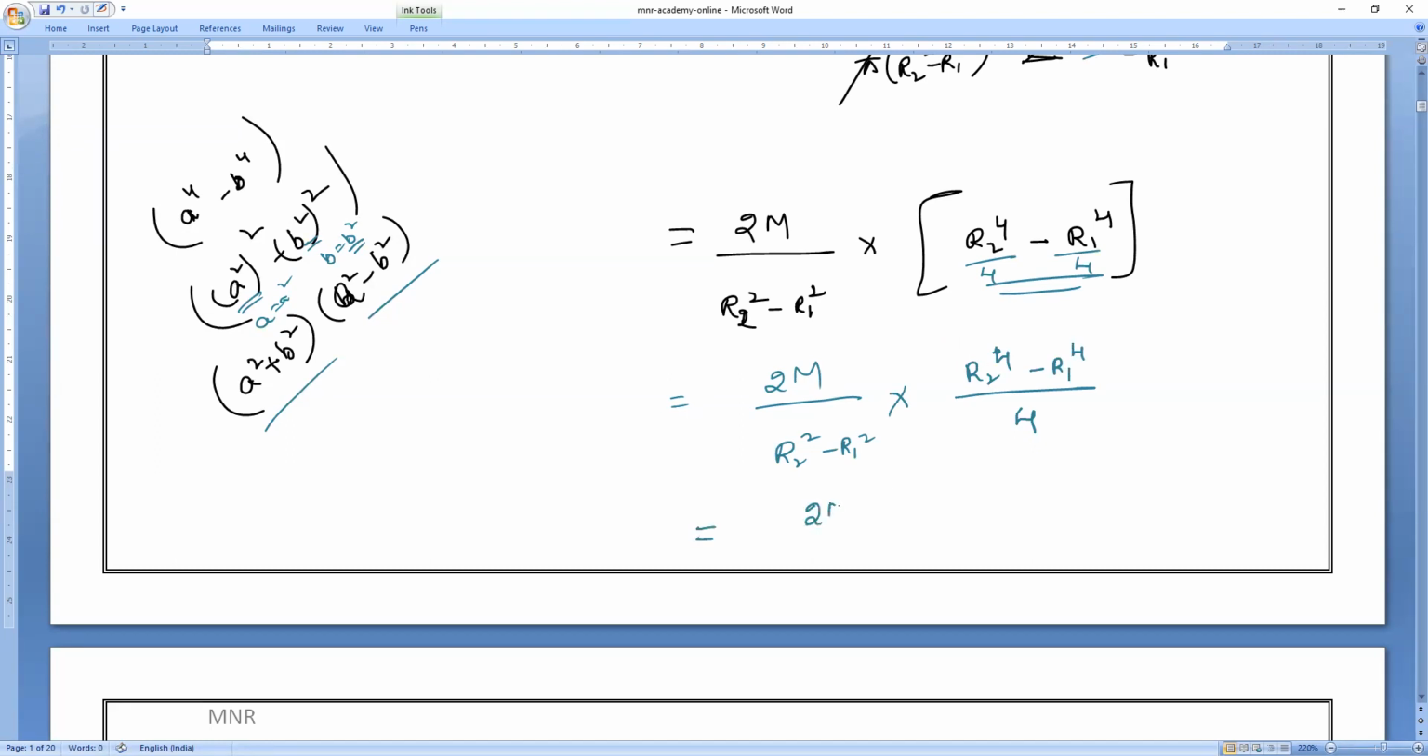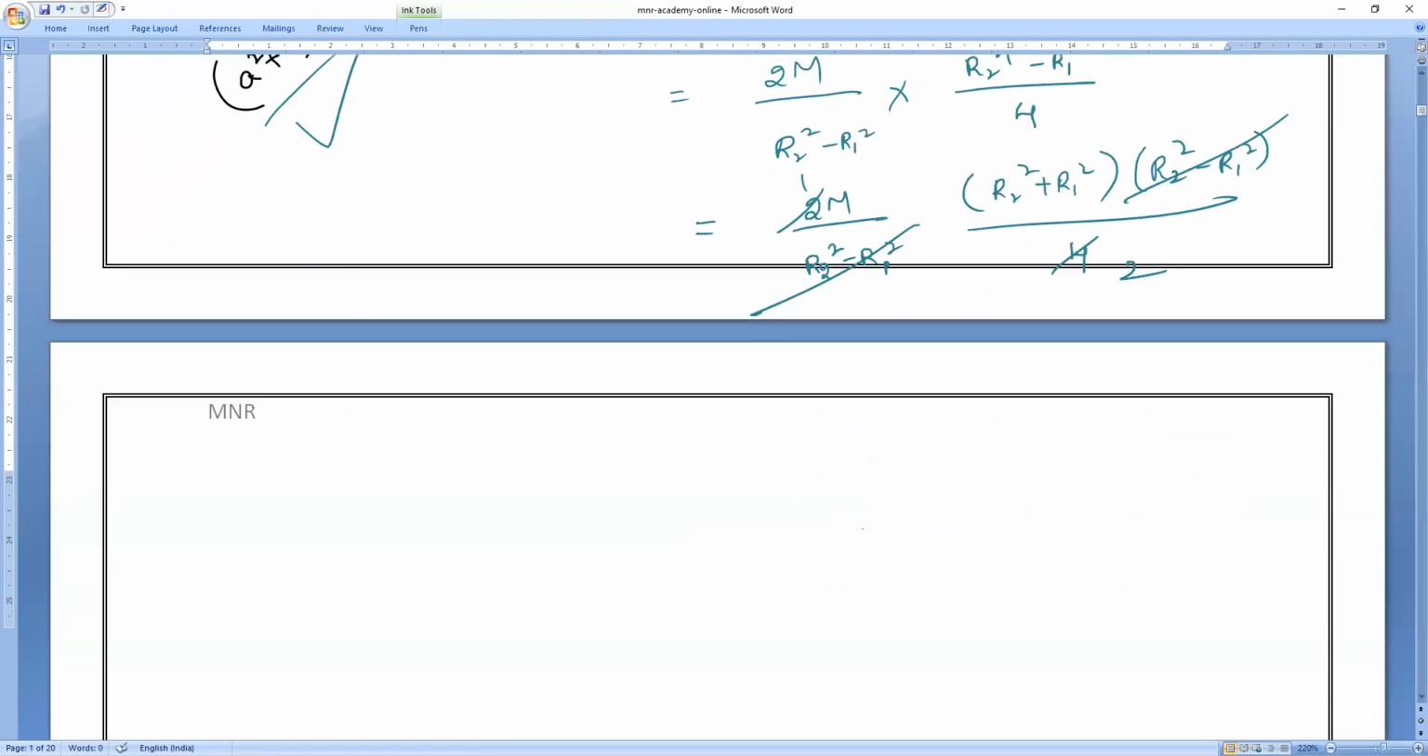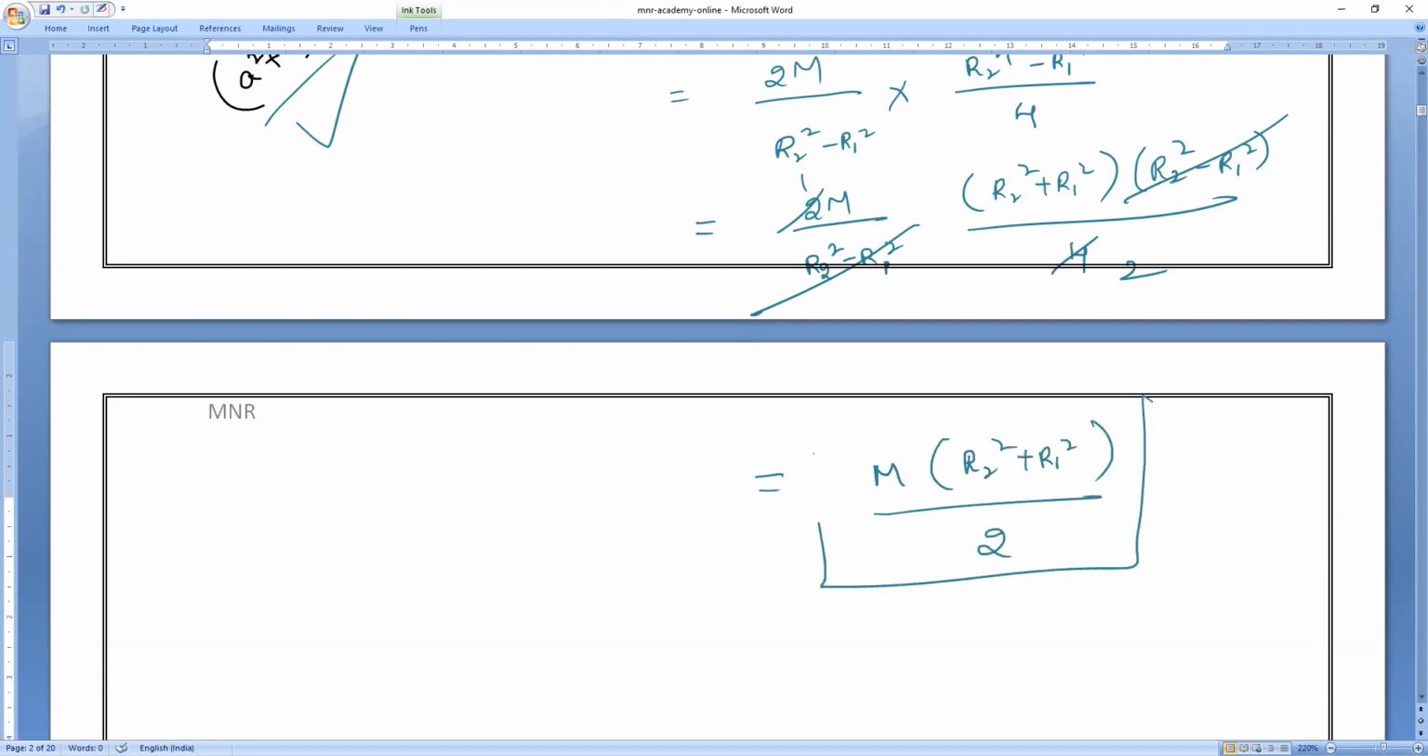How can I write, guys? Just now here we have written. So tell me: r2 square plus r1 square into r2 square minus r1 square, divided by 4. So the r2 square minus r1 square will get cancelled. What is the remaining thing? Verify it. So m into r2 square plus r1 square divided by 2. So this is the answer.